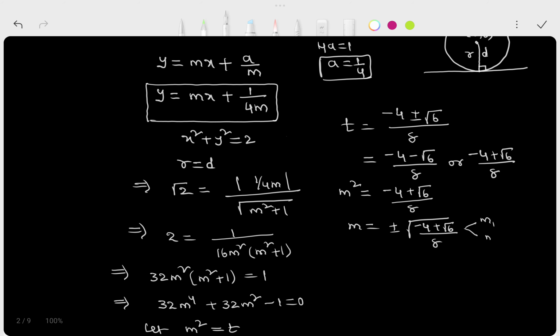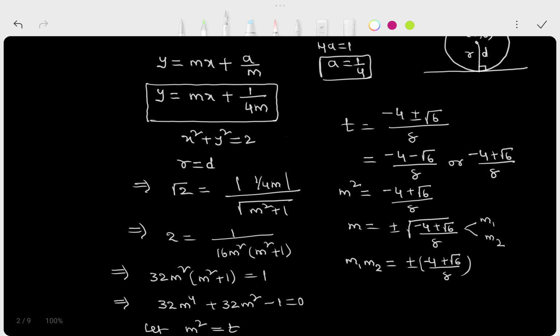Let one value be m1 and the other value be m2. Then m1 into m2 is equal to plus or minus this value, which is the square root of minus 4 plus root 6, whole divided by 8.